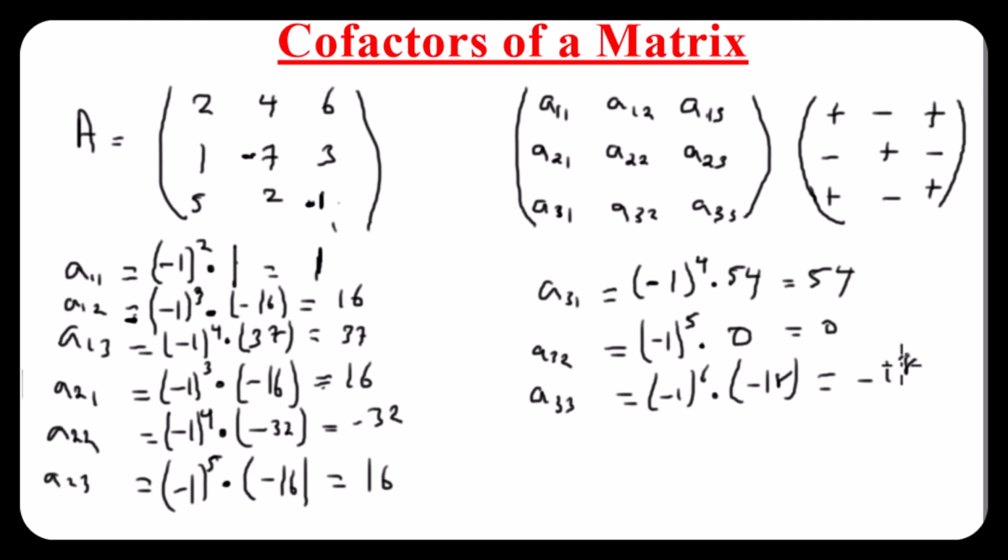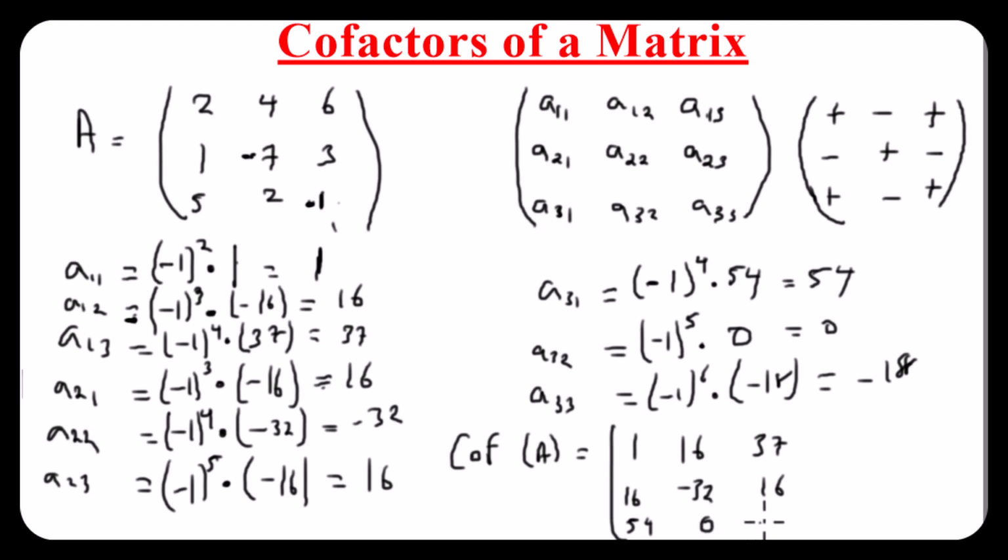After writing all this, the next thing is to write the cofactors of our matrix A. Writing the cofactors of A would simply be equal to the new members that we've gotten. So A11 is 1, A12 is 16, A13 is 37, A21 is 16, A22 is negative 32, A23 is 16, A31 is 54, 0, and negative 18. So this is how we get the cofactor of a 3 by 3 matrix. I hope this concept is clear. So let's take one more example.